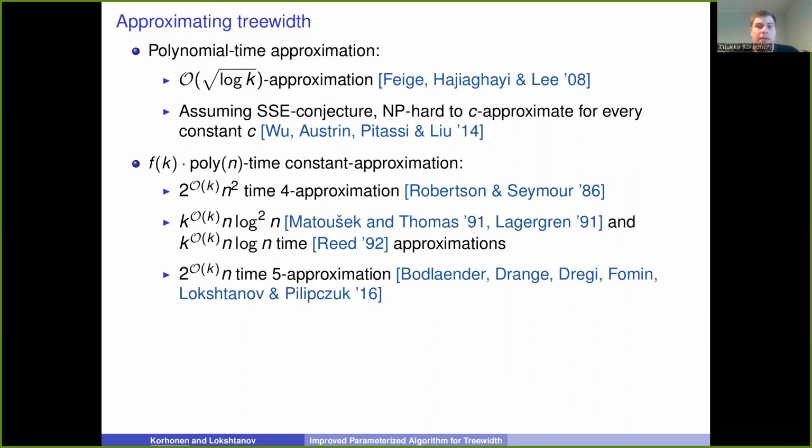But then in 2016, the best of both worlds was achieved: a 2 to the O of k, so single exponential in k, and linear in n approximation algorithm for Treewidth, with constant approximation, was given by Bodlaender, Drange, Dregi, Fomin, Lokshtanov, and Pilipczuk. And in '21, I improved this to a 2-approximation with different techniques. Also, this O of k was improved.